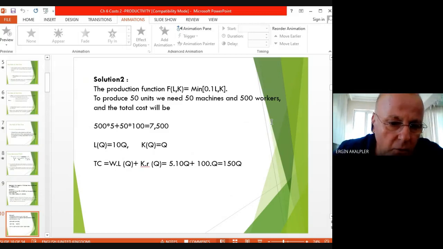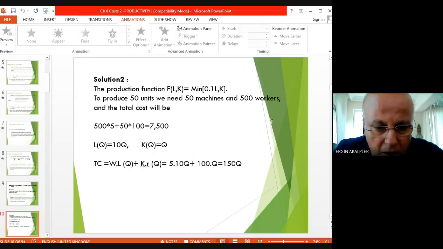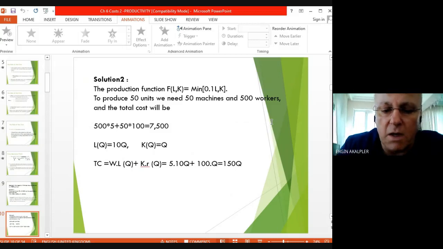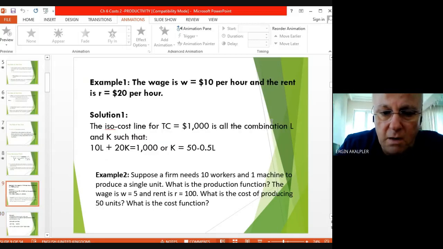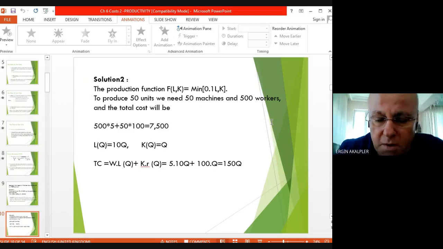Then total cost will be W, the wage, multiplied by the labor in the production function, plus the real interest rate multiplied by capital in the production function. Therefore, 5 times 10q plus 100 times q will be equal to 150q. This will be the total cost of production, which is expected to be solved in this example.